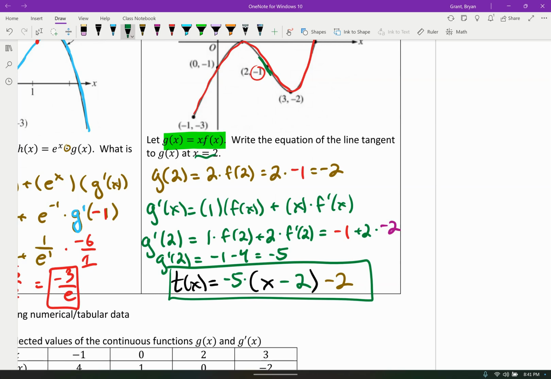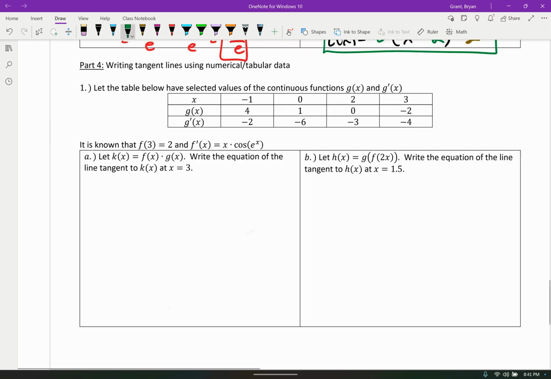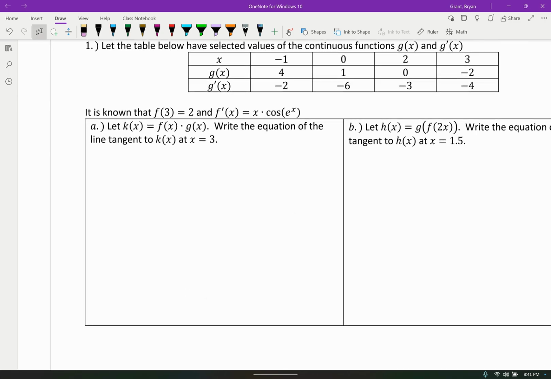All right, the last problem that I have ready for you guys here, even though it is two problems, is built on this table down below. So let the table below have selected values of the continuous functions g of x and g prime of x. It's also known that f of 3 equals 2 and f prime of x equals x times cosine of e to the x. Oh my gosh, what a wild function. So let's start with the actual problem. They're giving us another function. Let k of x equals f times g.